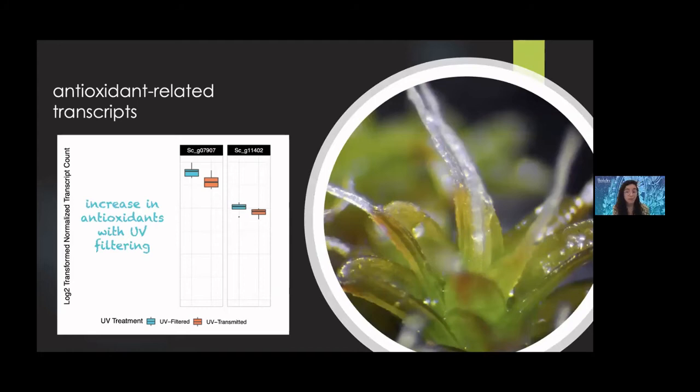So I looked at the transcriptome too, and found a similar pattern that here in the blue, when UV was taken away, antioxidants associated transcripts went up with UV removal, which is opposite of what I would have expected, because typically UV causes oxidative stress. So again, taking UV away, and they're responding as if it's kind of a stressful event.